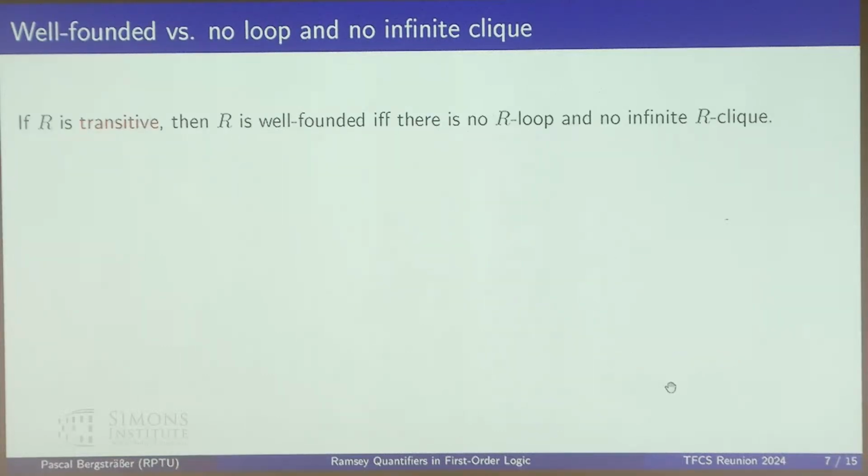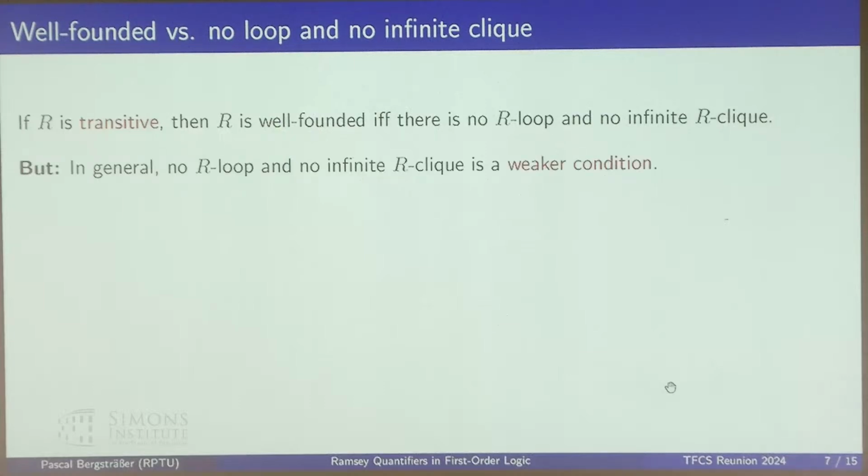So I have now mentioned two conditions. We have this well-foundedness condition that's in the literature, and we have this no loop and no infinite clique condition. How do they relate? If we look at R as the reachability relation, so the transitive closure of the transition relation, then it doesn't make a difference. They are equivalent.